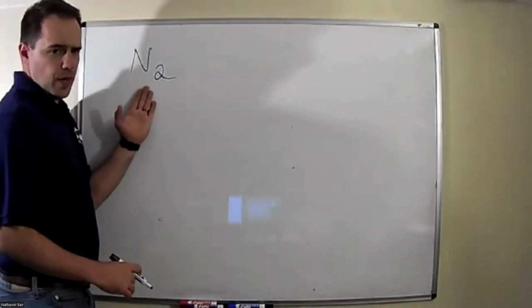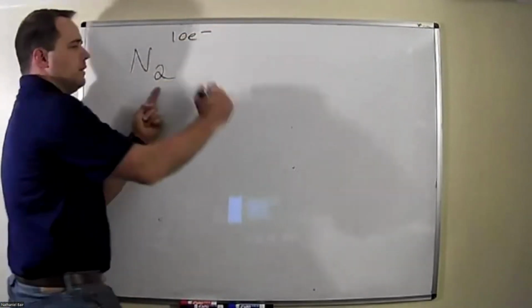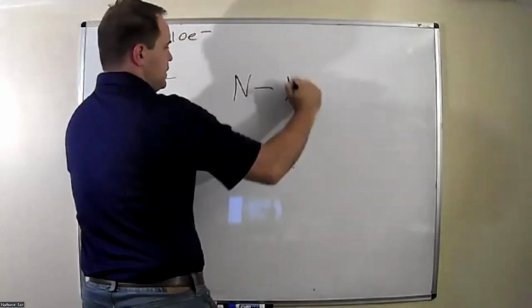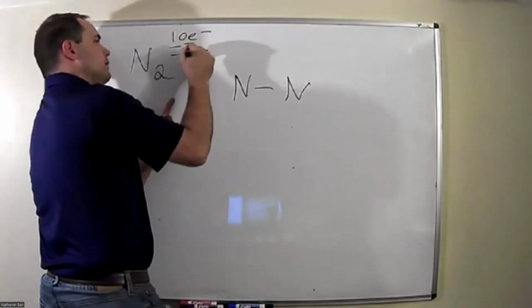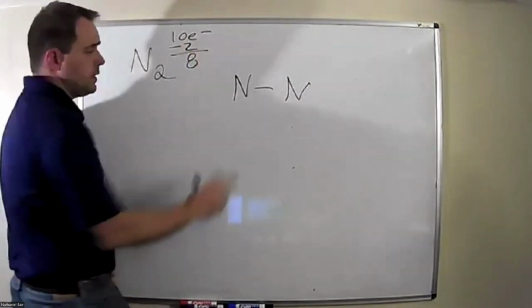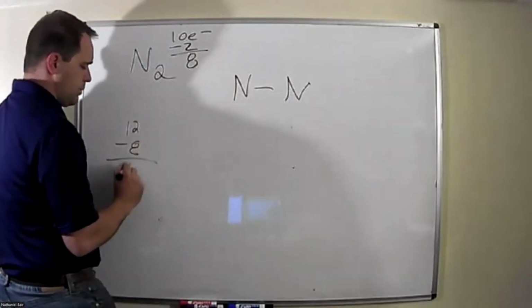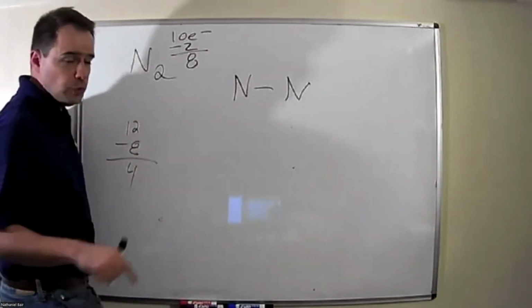We're going to add up our electrons. Nitrogen's got 5, but I got 2 of them. That's 10 electrons. We're going to connect the 2 nitrogens together. Leaves us with 8. 2 types of people. This nitrogen needs 6. This nitrogen needs 6. That's 12, but I only got 8. I'm short 4.